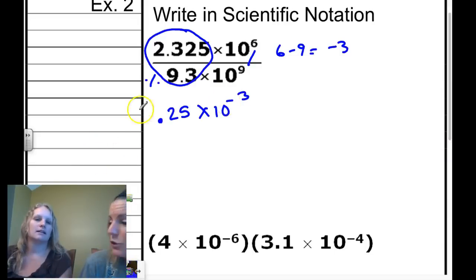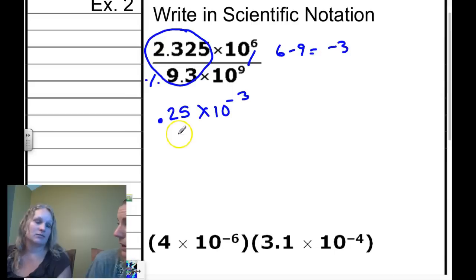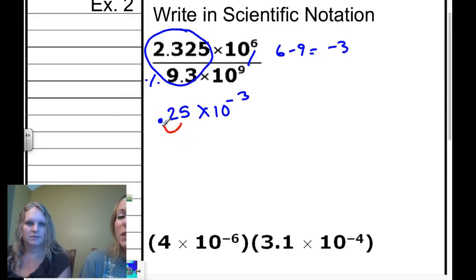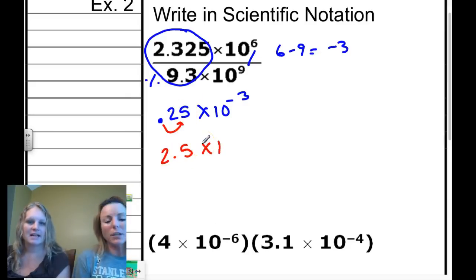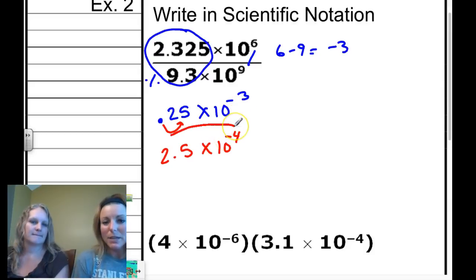But again, the number 0.25 is not greater than 1. We have to make it greater than 1 by moving the decimal to the right. So we get 2.5. We made this bigger, so the exponent goes smaller, which will be negative 4. Correct, and you're done. Awesome.